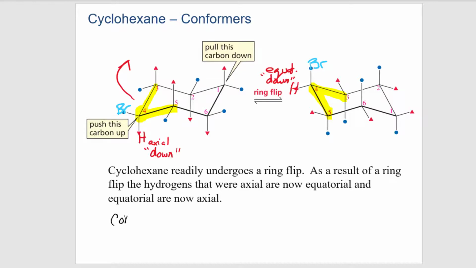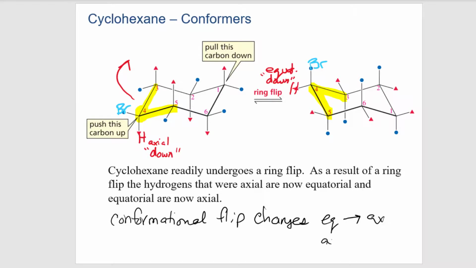So conformational flip changes equatorial to axial and axial to equatorial. Those are not set in stone. One of them is going to be preferred over the other. And we'll talk a little bit about this later, but I'll give it to you now.